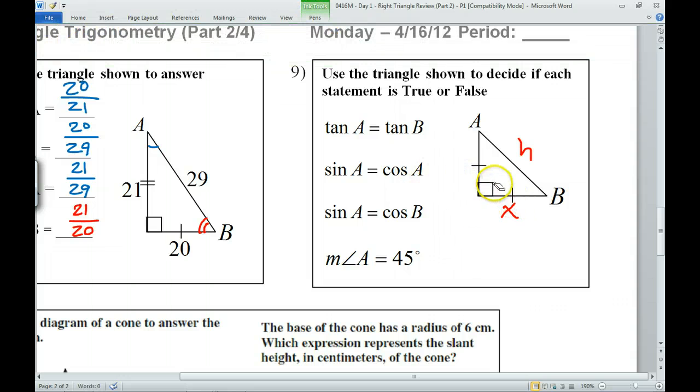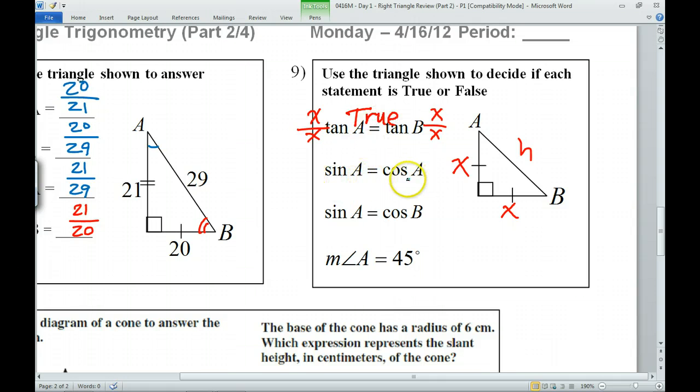Well, hopefully you'll realize, because of the way these are marked, this is an isosceles triangle. So these two sides are the same. So if this is x, I should call this x as well. Now, if I do the tangent of angle A, that's opposite over adjacent. Well, that's going to be x over x. If I do tangent of angle B, that's opposite over adjacent. That's also x over x. So are those going to be equal? Well, sure. So that one is true.